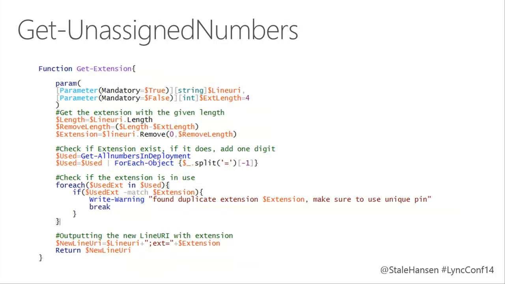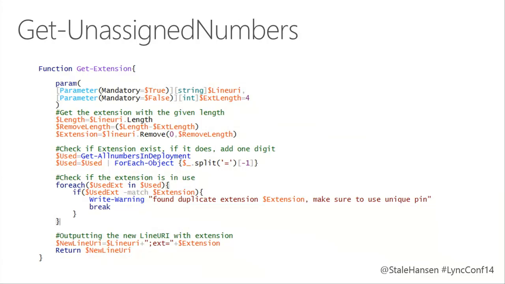Then we load all the numbers in the deployment into an array, and then we remove everything before the extension. So we're getting all the numbers with an extension, and as we did for the previous function, we removed everything that is an extension. This time we want to keep the extension. And then we do a for each loop, which checks all the numbers. Does this extension match this extension? And then we go through all the numbers.